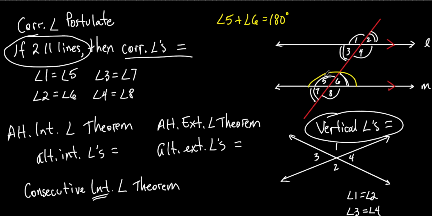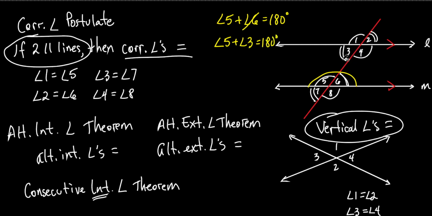Now, what else do I know about angle 5? What am I trying to show? I'm trying to show that 3 and 5 add up to 180, right? So, if 5 and 6 add up to 180, what else is angle 6 equal to? Angle 3, isn't it? You see that? So, I could replace angle 6 with what? Angle 3. So that means that angle 5 plus angle 3 is also equal to 180.